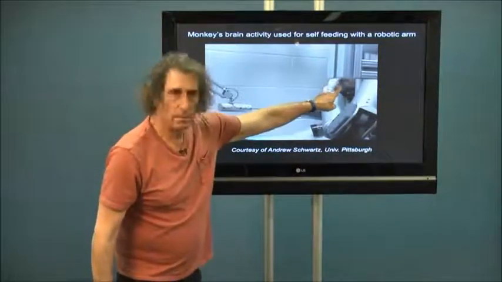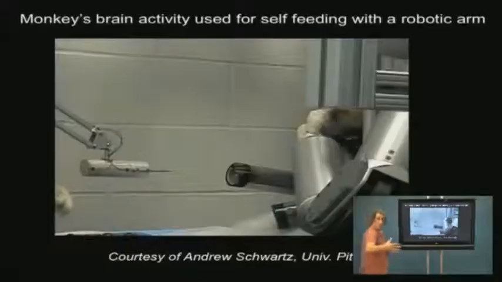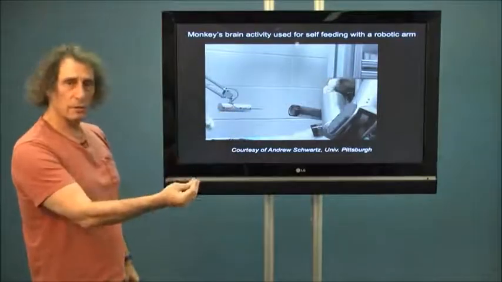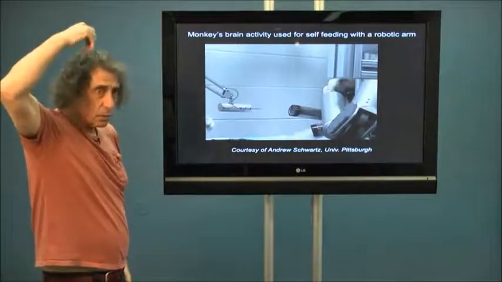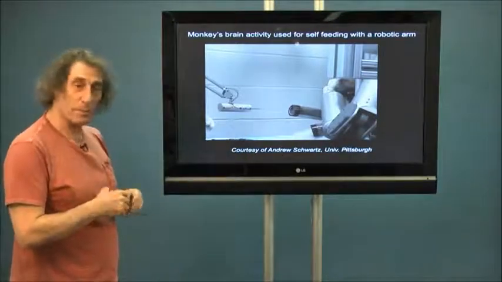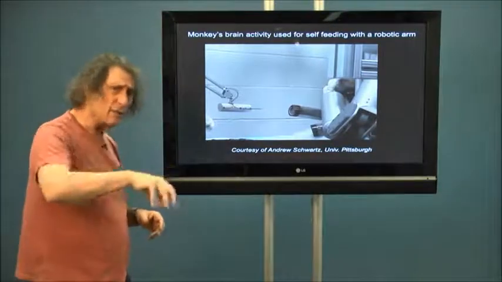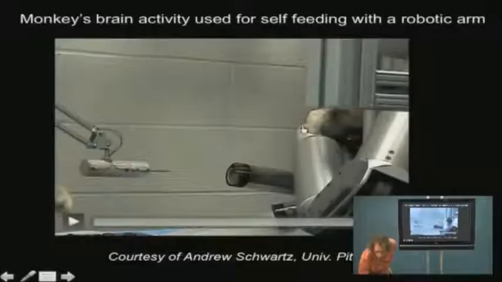So here is the monkey. Here is a robotic arm separated from the monkey. The robotic arm is on the side, and there will be food coming here. The monkey can see the food, and he wants to eat. His hands, as I said, are tied, so he generates the signals which we can read. Andrew Schwartz from University of Pittsburgh can read online hundreds of cells together and then activate the robotic arm. Let's see how it goes.